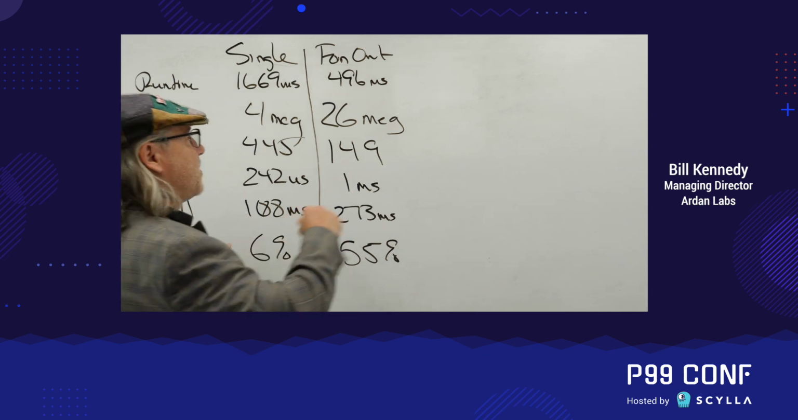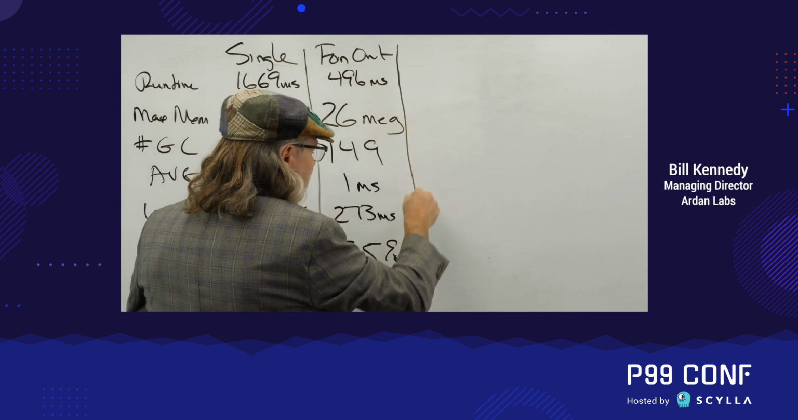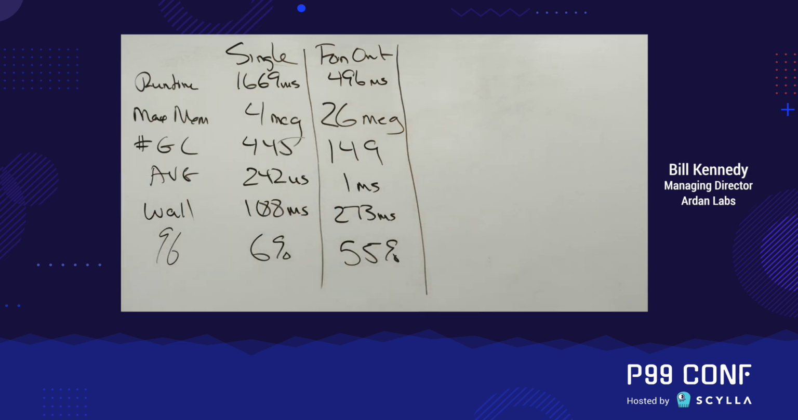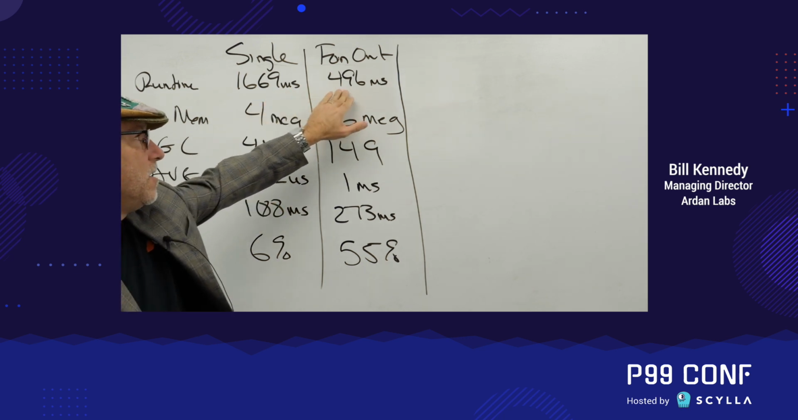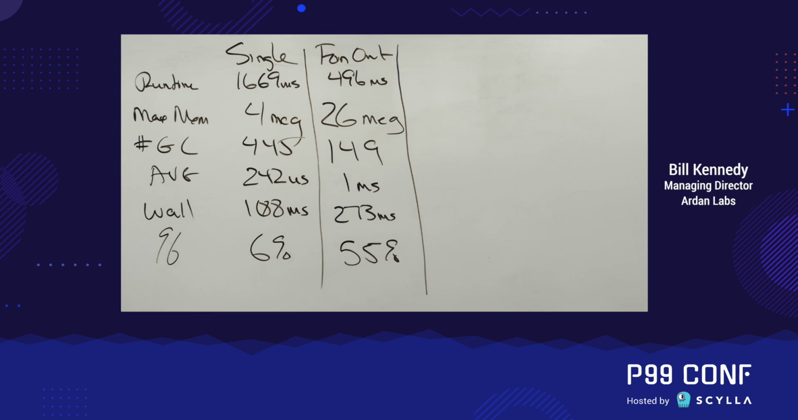But you might say, well, 50% of the time we're in some form of GC. Maybe that's not good. I don't know if that's necessarily not good, right? I mean, look at the time that we shaved. We went from 1600 milliseconds to 496. That, to me, is pretty good.